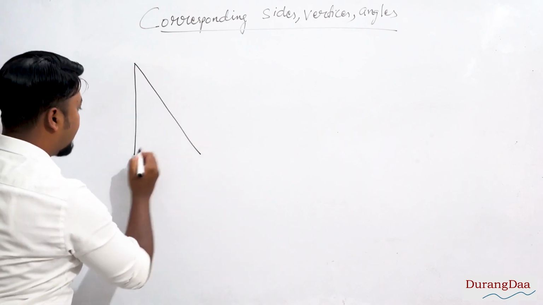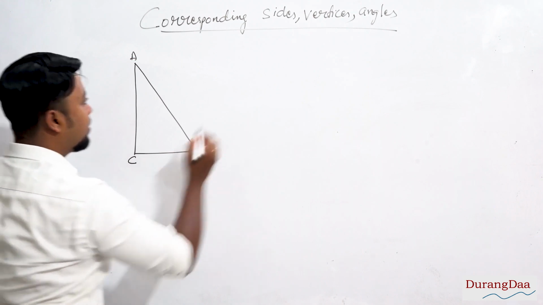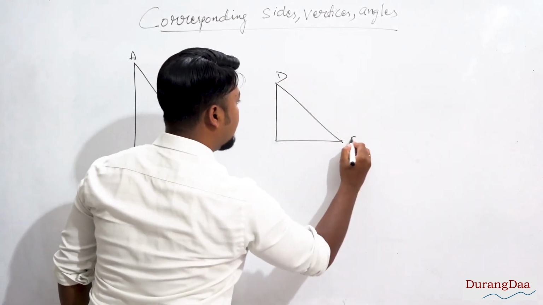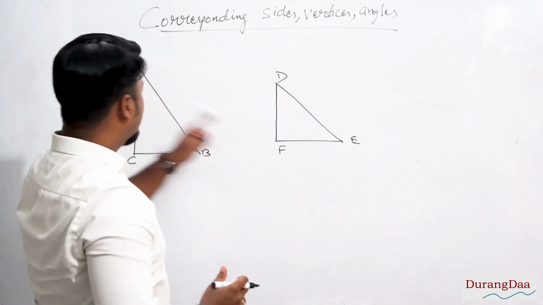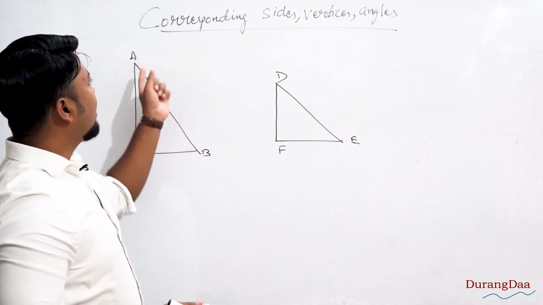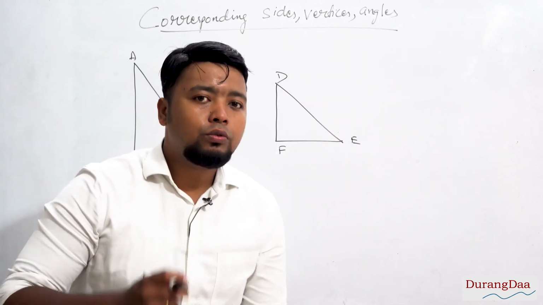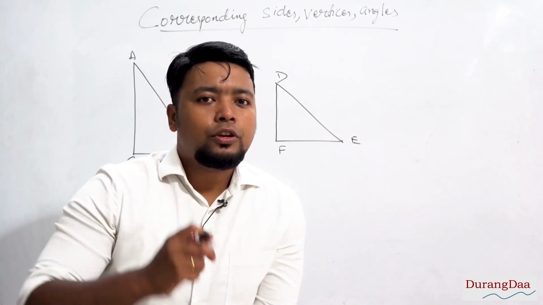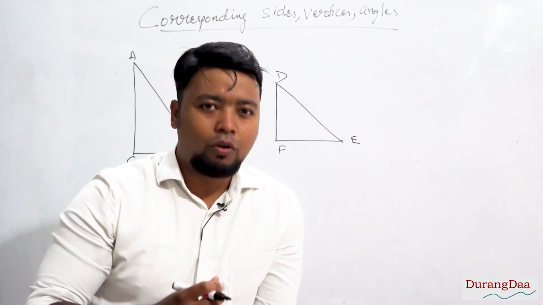Let me explain it with the help of two figures. Let me take one triangle here, triangle ABC, then triangle DEF. As you can see, I have made the same shape, but the size is different. Now it is very important to know what are the corresponding sides, vertices and angles if you don't want to lose marks here and there. If this is not clear, you will always be confused. So let's get this topic clear once and for all.